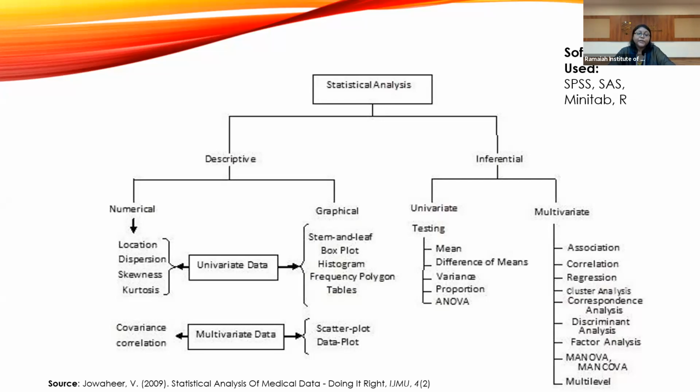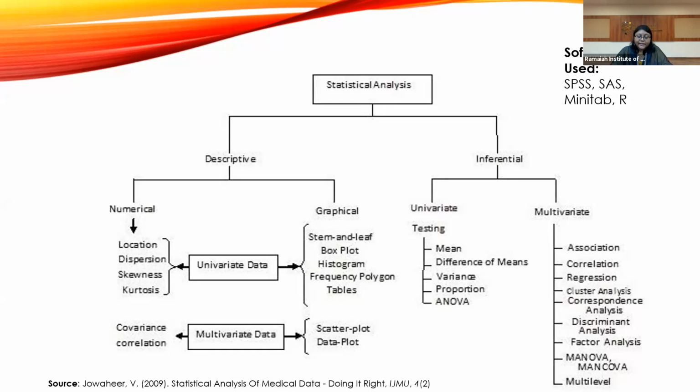Now, when we are planning a descriptive analysis, it can be represented in a graphical manner, and we can also have some numericals on it. On univariate data, numerically we can have location, dispersion, skewness, and kurtosis. On the graphical side, we can use the stem and leaf, the box plot, histogram, frequency polygon, and tables to graphically represent the data.